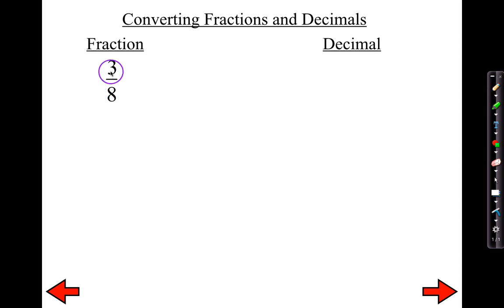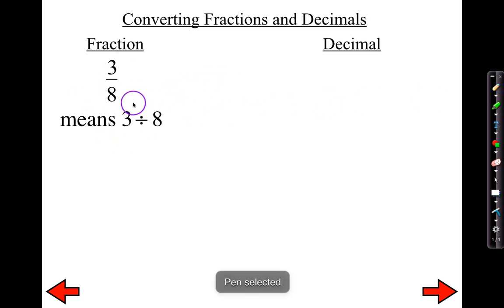Moving on, converting fractions and decimals. First, let's understand that this means 3 divided by 8. So watch how I write it. As I'm reading it, 3 divided by 8, I will write it as so. 3 is going to be divided by 8. Okay? So first we're going to put our decimal down and bring it straight up.